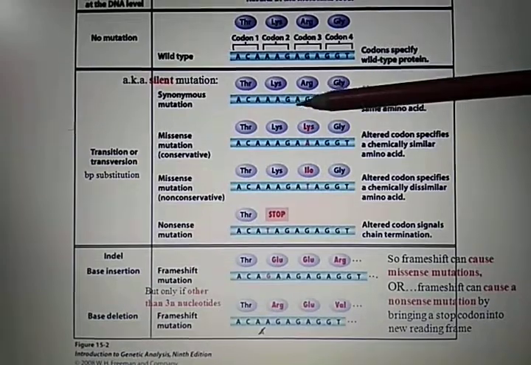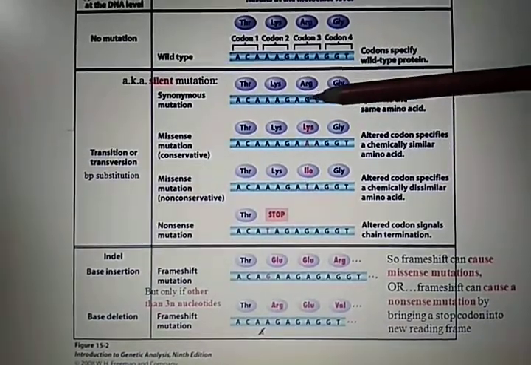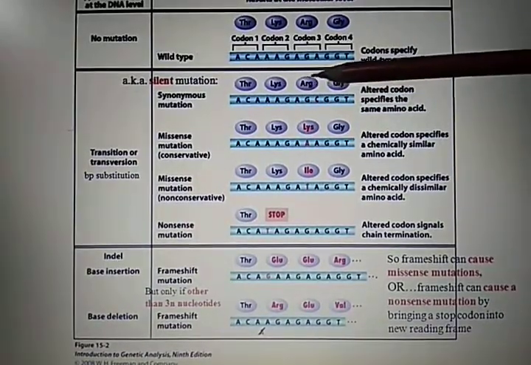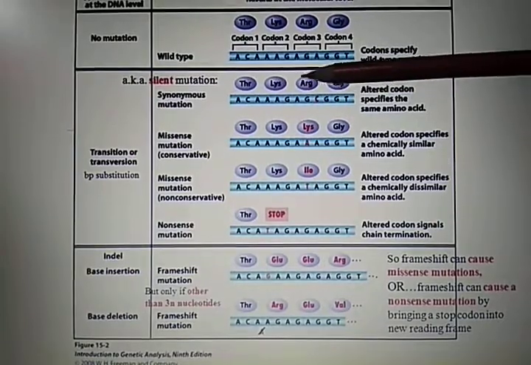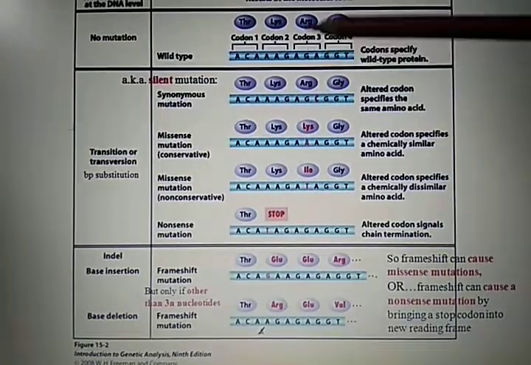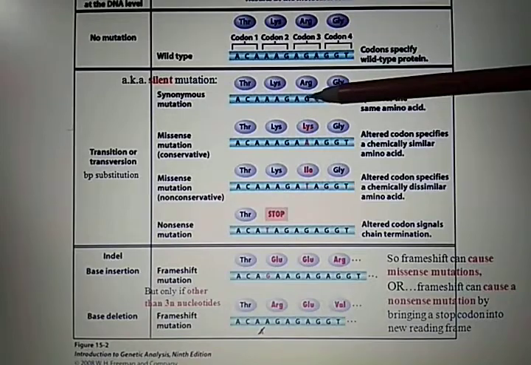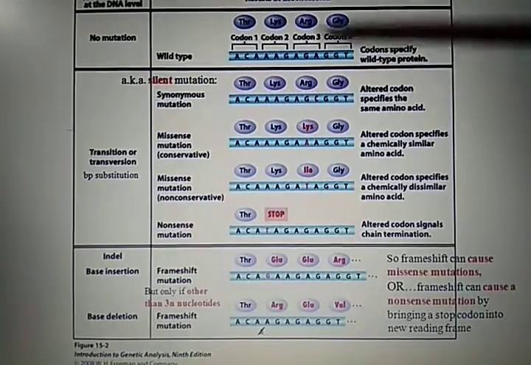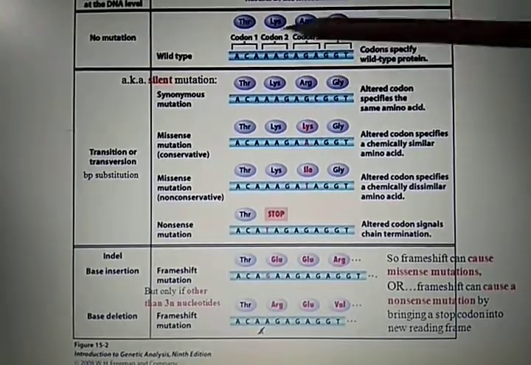But due to this change, there is no effect in the overall phenotype or the overall expression. The wild type is also producing arginine and the mutated type is also producing arginine. So there is no change in the phenotype. So this is known as silent mutation.